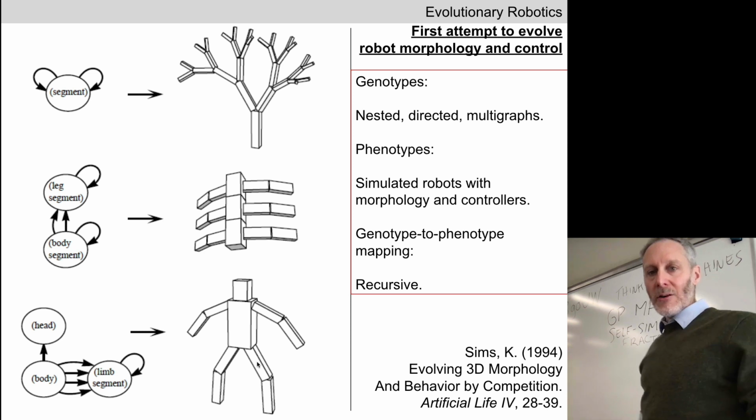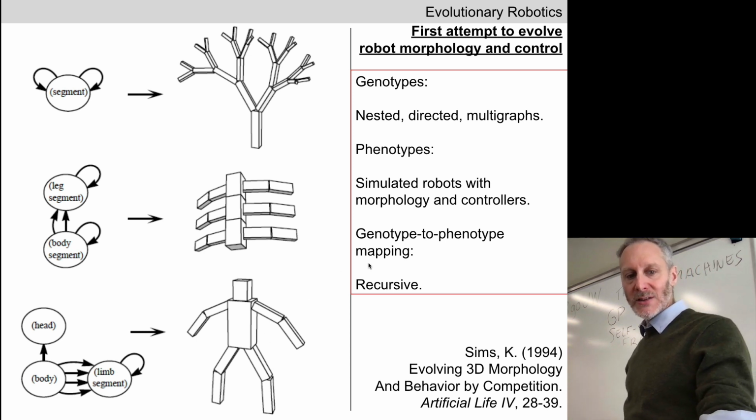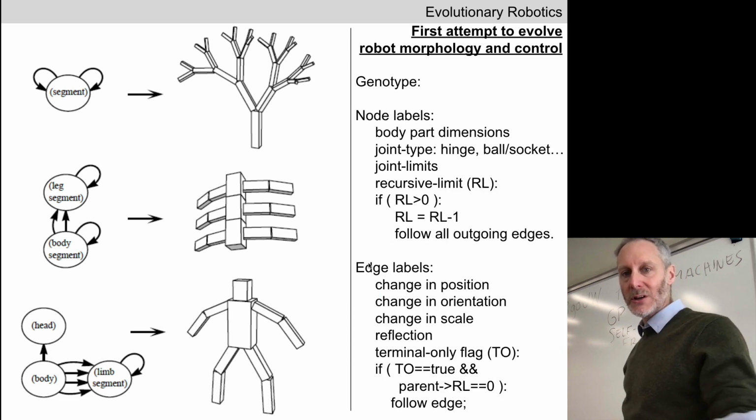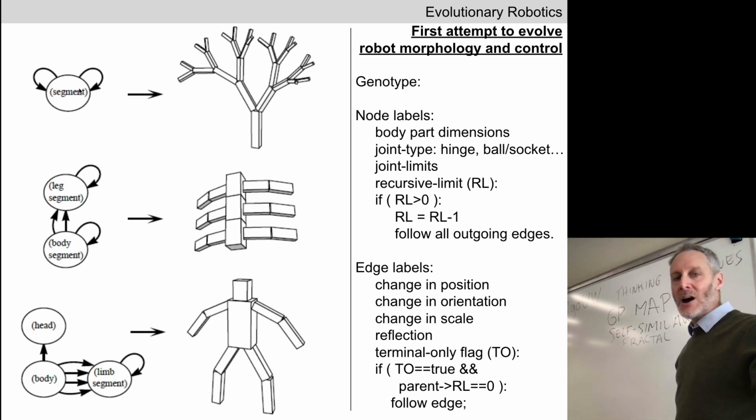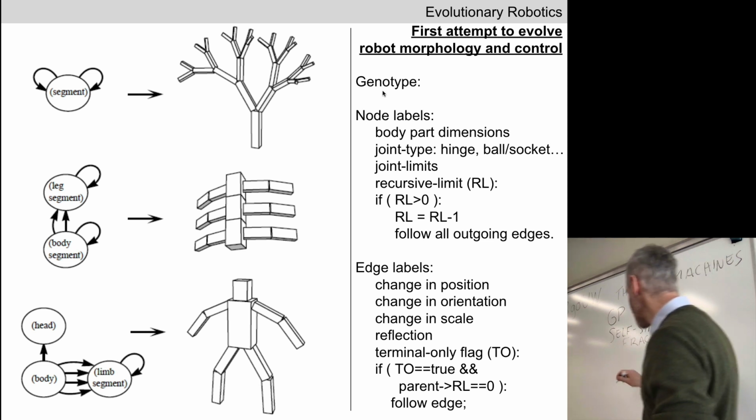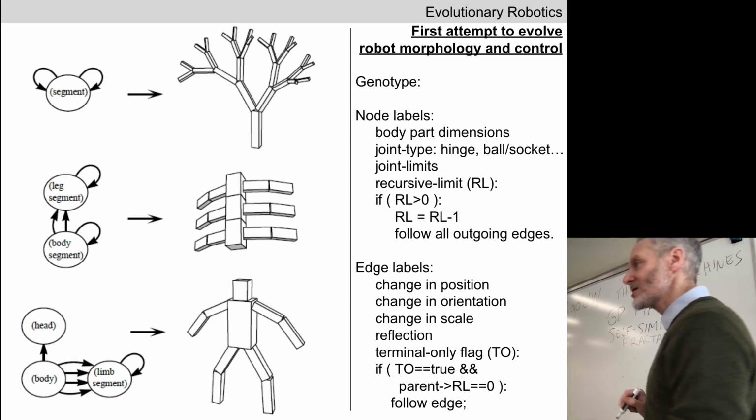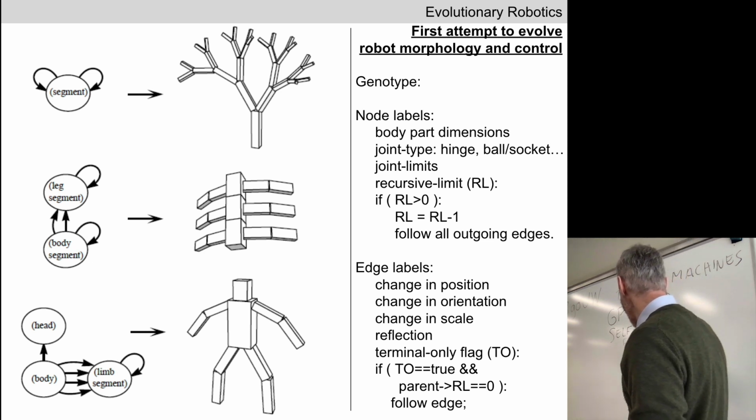Okay. All right. So let's have a look at how this works. Let's dive in now and look at some more detail of the genotype. As I just mentioned, the genotype is encoded as a graph. A graph is a series of nodes, and those nodes are connected with edges.